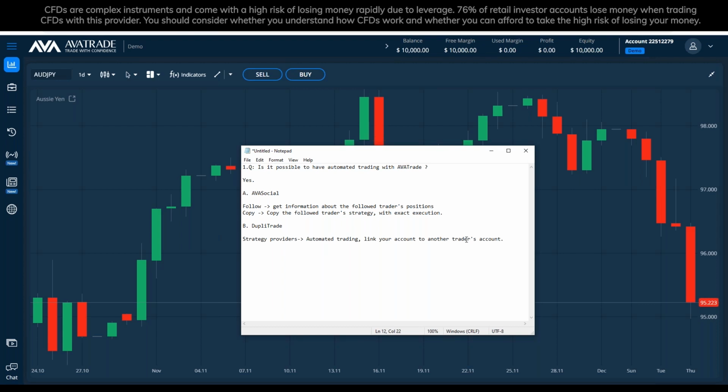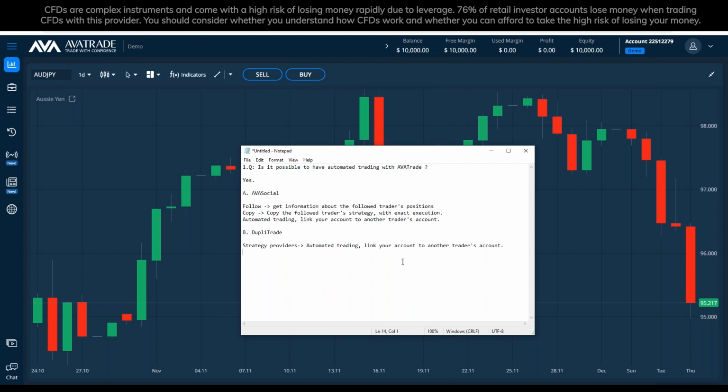That's how it's done, right? Automated trading. When you copy somebody, it just launches the same things that your trader is doing. It does everything by itself. You don't have to do anything.